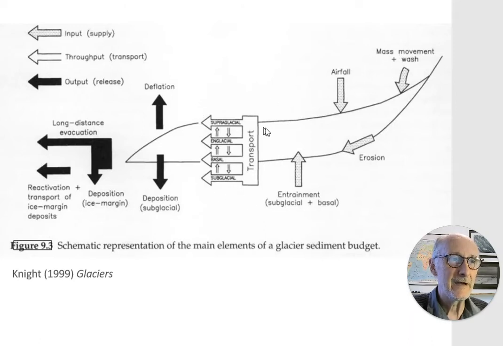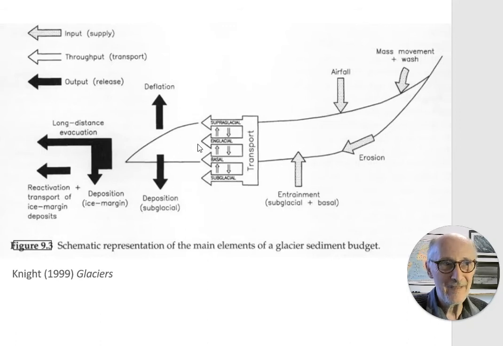We then have this throughput area with transport of debris through the glacier subglacially. For example, if we have a deforming subglacial layer at the glacier bed, basal transport, englacial transport within the glacier, and supraglacial on the glacier surface. And you'll see I've got arrows as well connecting these different layers up and down, because as well as the horizontal movement of debris through the system, we can also have vertical movement of debris up and down through these different transport layers.